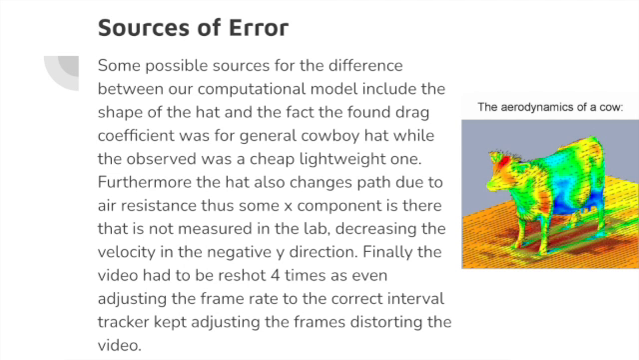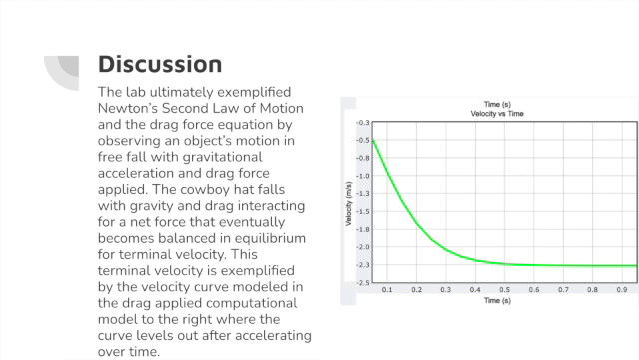Sources of error. Some possible sources for the difference between our computational model include the shape of the hat and the fact the found drag coefficient was for a general cowboy hat, while the one observed was a cheap, lightweight one. Furthermore, the hat also changes path due to air resistance, thus some X component is there that's not measured in the lab, decreasing the velocity in the negative Y direction. Finally, the video had to be reshot 4 times, as even adjusting the frame rate to the correct interval for tracker kept adjusting the frames, distorting the video.